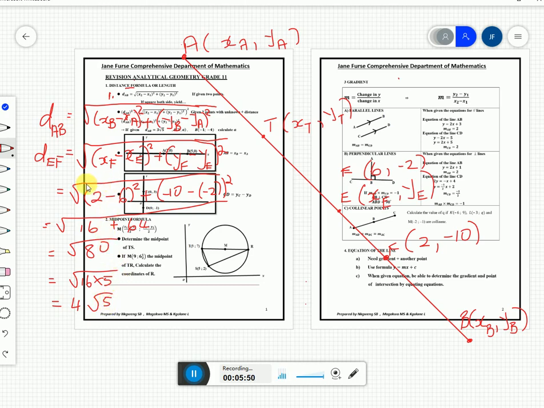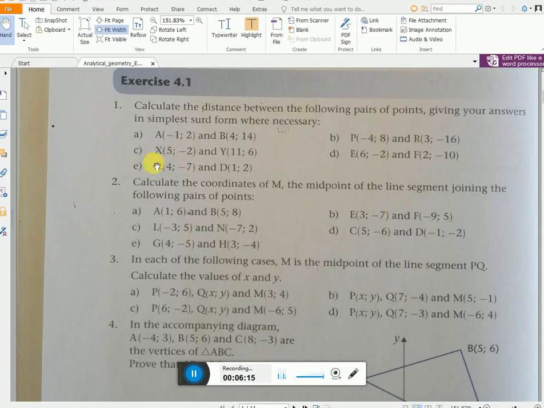I'm telling you, even if you punch your calculator from here, it will give you this value and you are fine. So this is how we calculate the distance. Please make sure you master the distance formula without problems. I hope at this point you can handle almost everything in exercise 4.1 number 1. The assessment I gave is A up to C. You can do that.